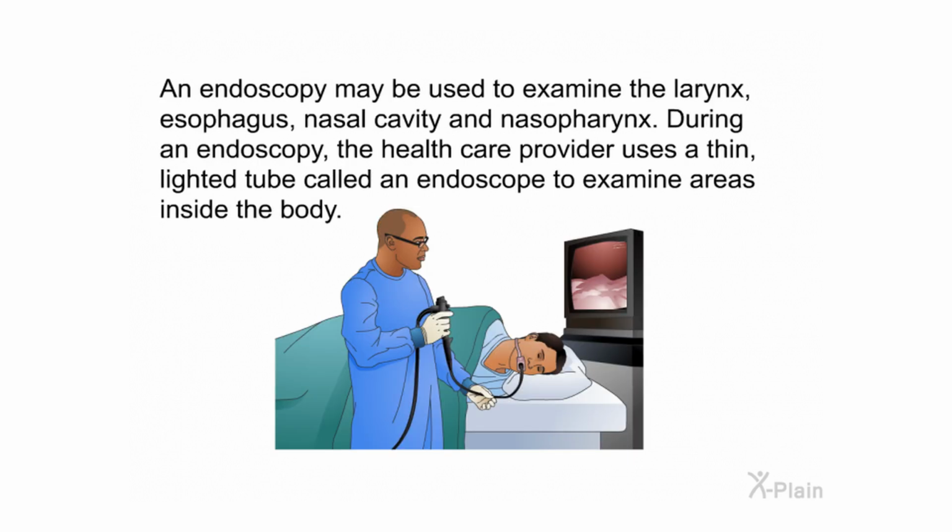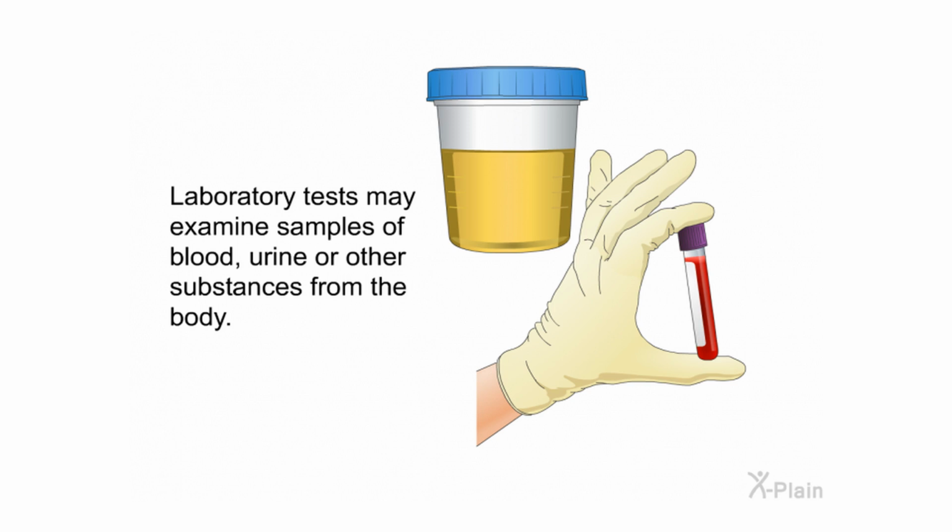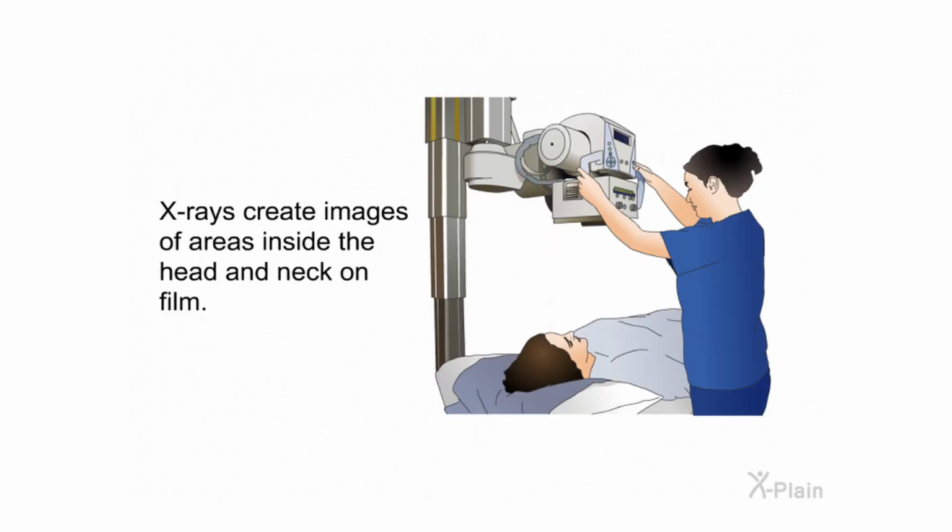An endoscopy may be used to examine the larynx, esophagus, nasal cavity, and nasopharynx. During an endoscopy, the healthcare provider uses a thin, lighted tube called an endoscope to examine areas inside the body. Laboratory tests may examine samples of blood, urine, or other substances from the body. X-rays create images of areas inside the head and neck on film.